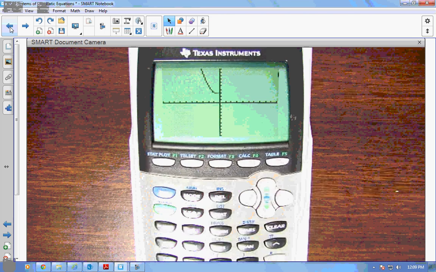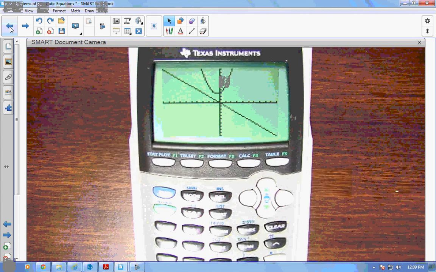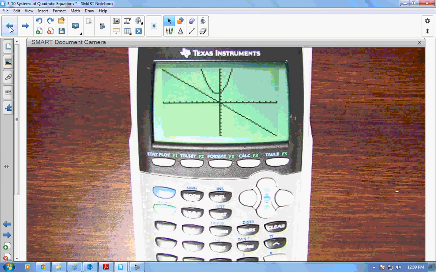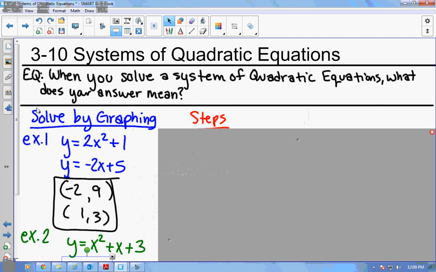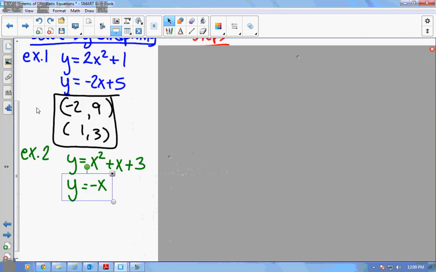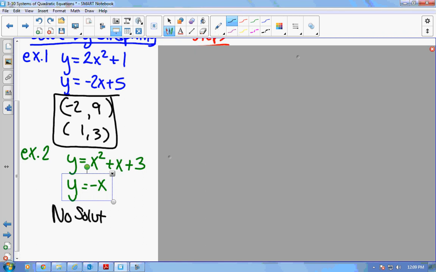When we ask for a solution, what are we looking for, Miriam? Where they intersect. Okay, Miriam, where do these intersect? They don't. So, what would our answer be for the solutions? No solutions. Okay, on your paper, write no solutions.